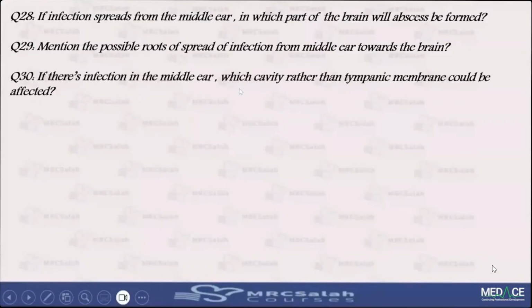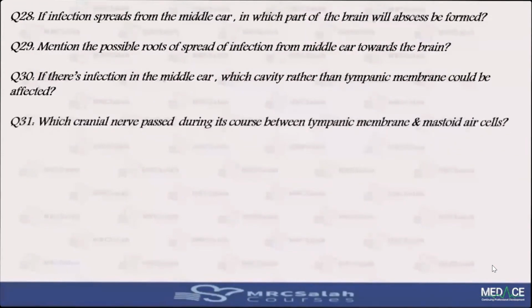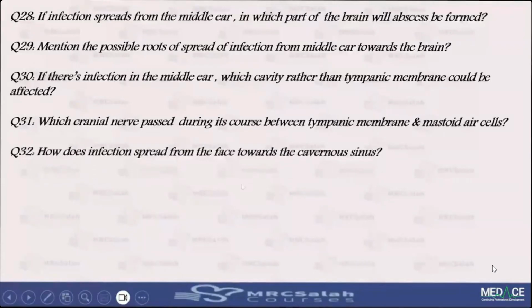If there is infection in the middle ear, which cavity other than the tympanic membrane could be affected? It would be the mastoid air cells, the mastoid antrum. Exactly. Which cranial nerve passes during its course between the tympanic membrane and the mastoid air cells? The facial. How does infection spread from the face towards the cavernous sinus?